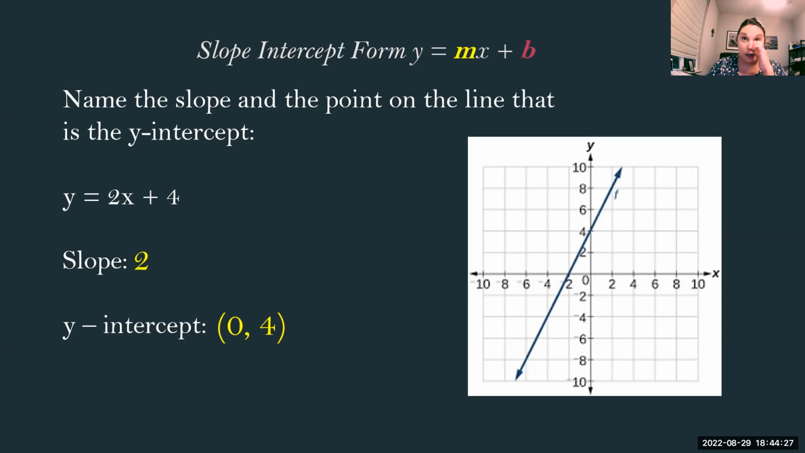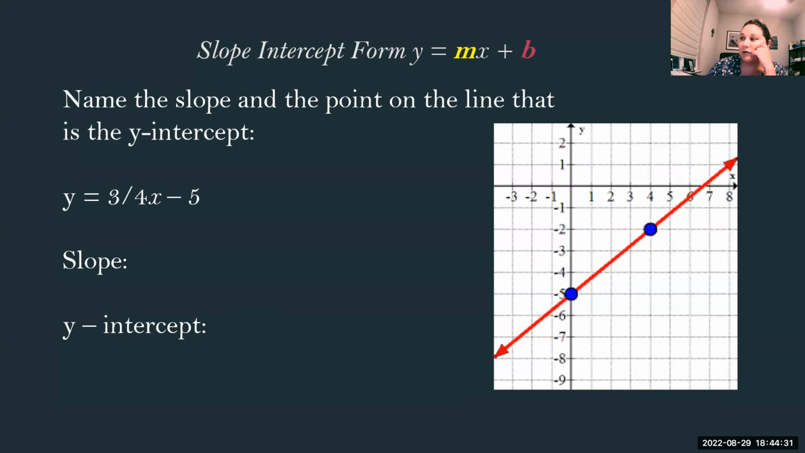I'm going to ask you to do a couple of questions here. So I'm asking, what's the slope? The slope is rise over run, and then what's the y-intercept? Please talk to each other.